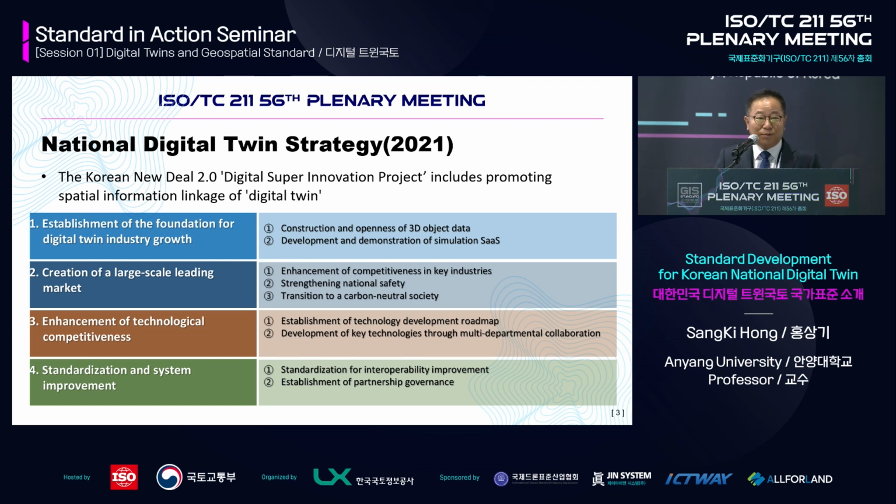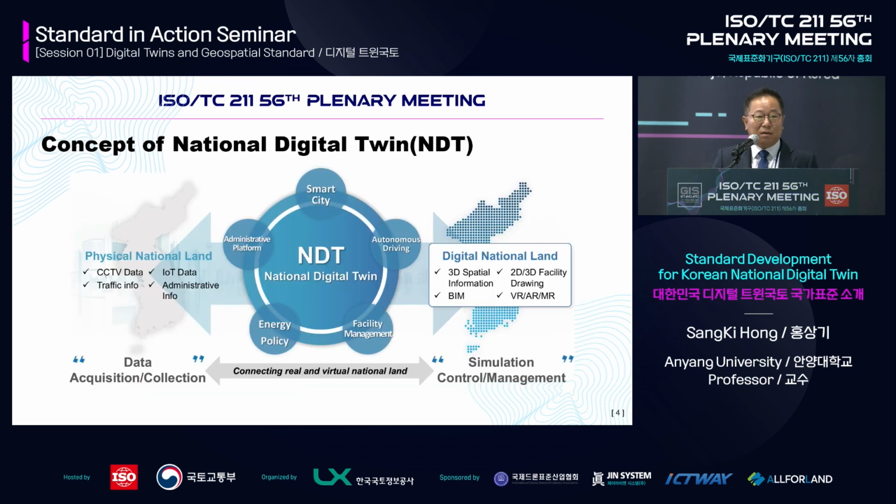So as standard people, we are very interested in the 4th component of it, and thereby we developed the concept of national digital twin. I know that the UK and Australia and New Zealand have similar concepts. But as we look at the national digital twin, this is the digital twin of national land. And we have all these data collection devices collecting data through sensors. And then we realize the digital national land with 3D information, and that would be used for simulation and control and management of information.